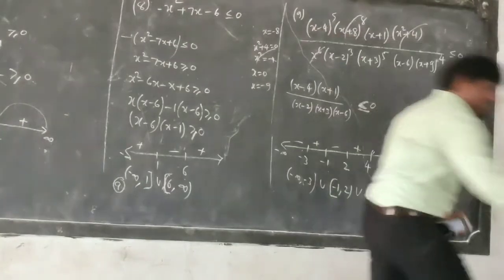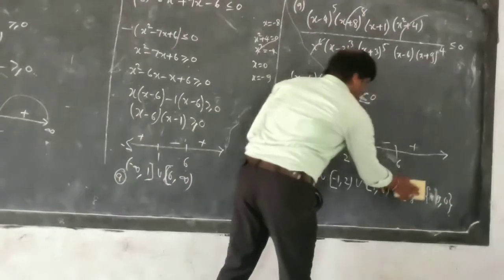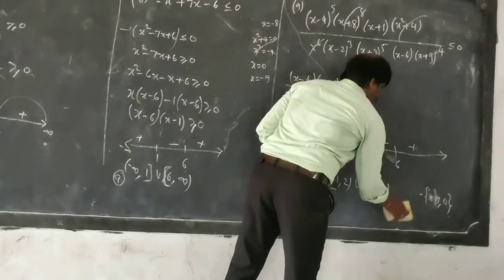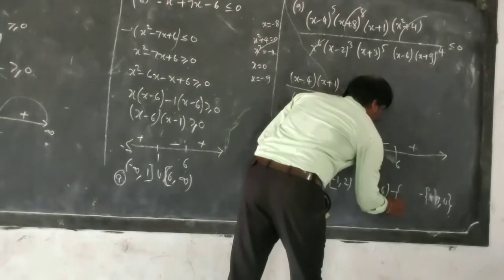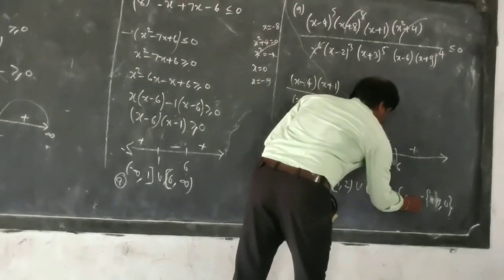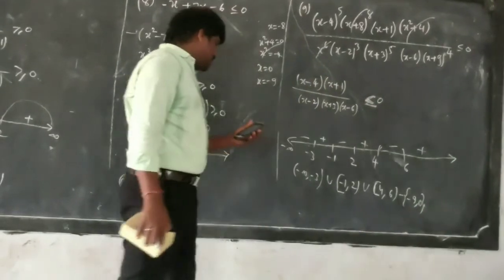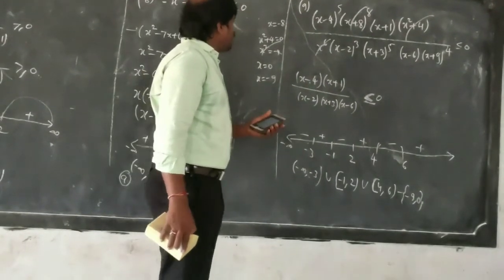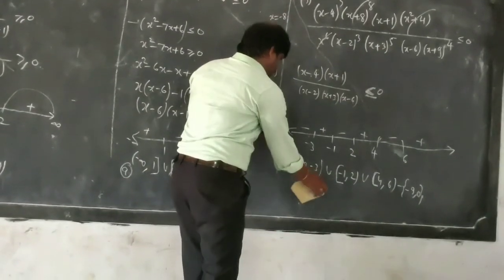So here what is the answer? Already minus 8 is in minus infinity to minus 3, so no need to include that. So this is the final answer. Minus 9 comma 0 will be removed. Okay, this is your final answer. And look at the minus 3. It is in the denominator, so it should be excluded.